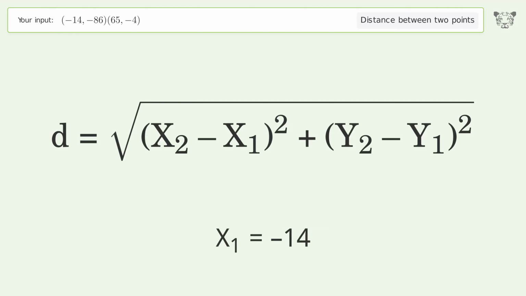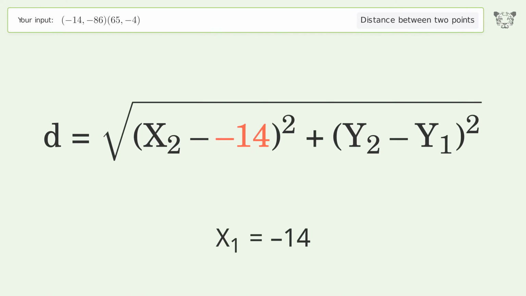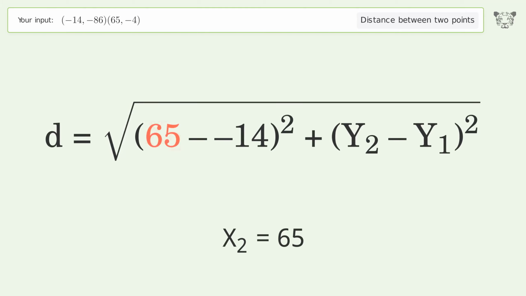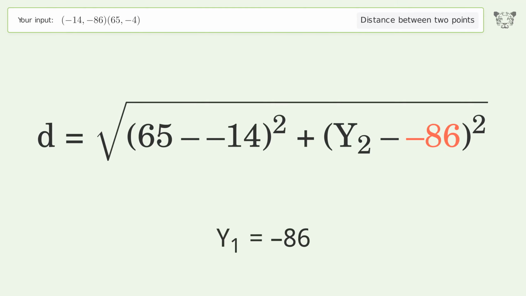x1 equals -14. x2 equals 65. y1 equals -86. y2 equals -4.